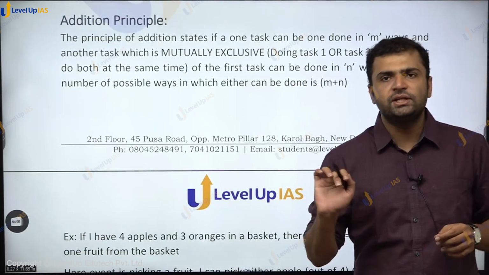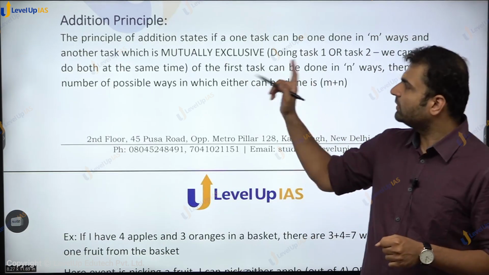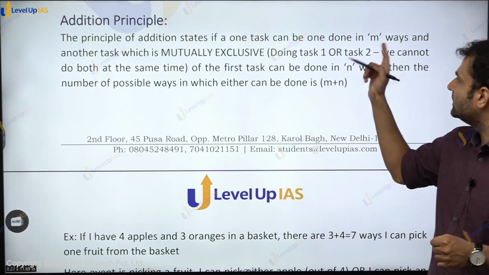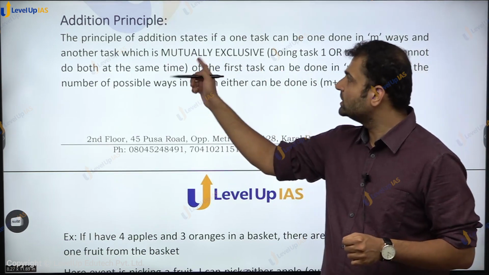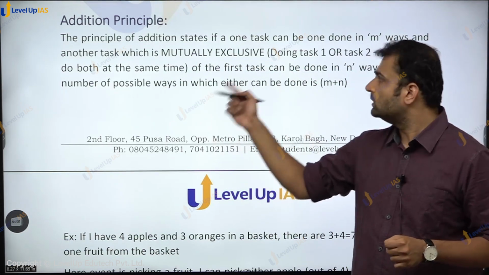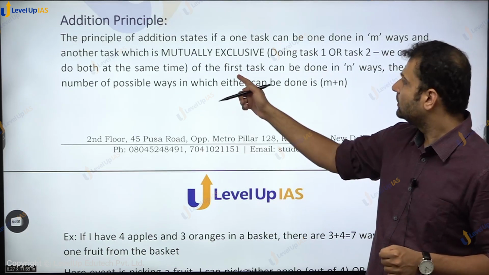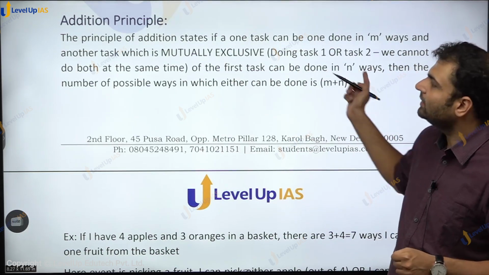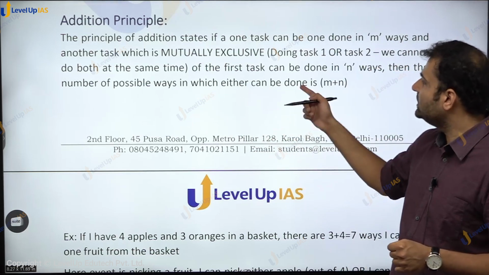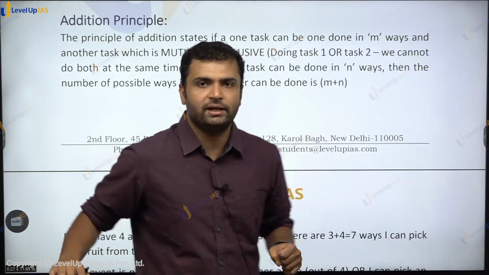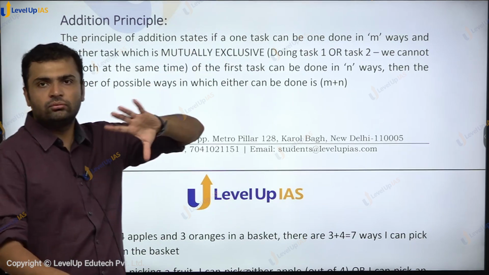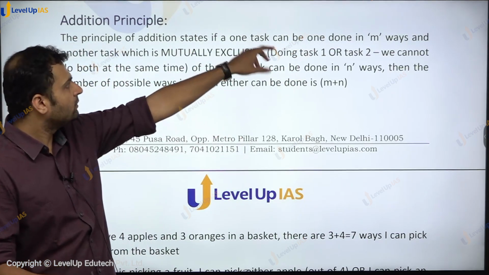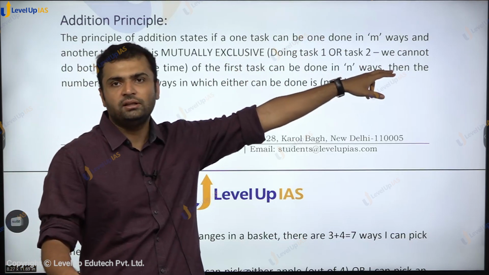So first is the addition principle. Let us read. The principle of addition states that if one task can be done in m ways and another task, which is mutually exclusive, can be done in n ways, then the number of possible ways in which either can be done is m plus n. That means there are 2 tasks. First task, one task can be done in m ways.